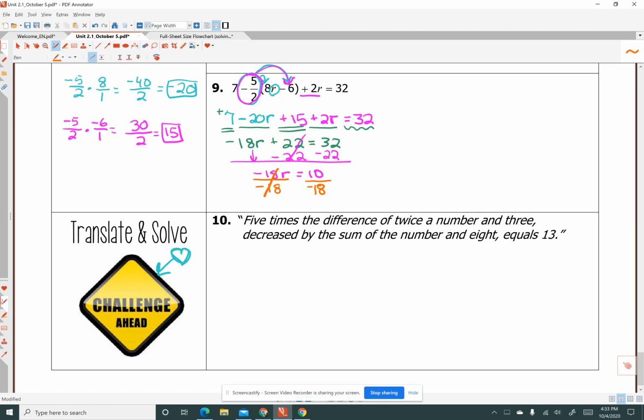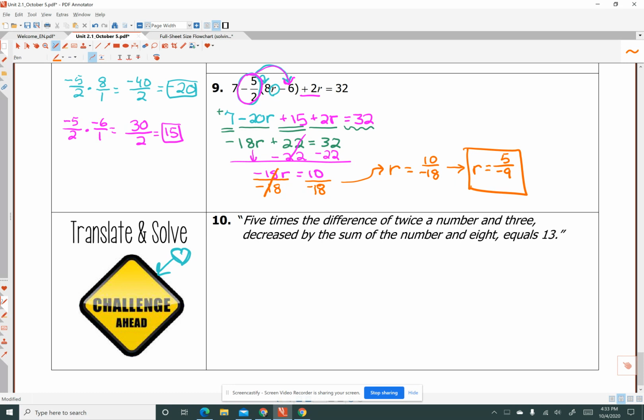And negative 18 divided by negative 18 equals 1. And I'll just move over here so I have a little extra room. And I've got r equals, now let's be careful with this. We've got 10 over negative 18, but I can reduce that. Both of those numbers are divisible by 2. So r equals 5 over negative 9. And that is our final answer.